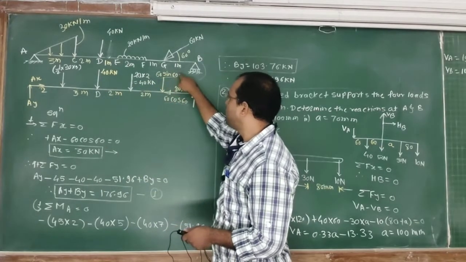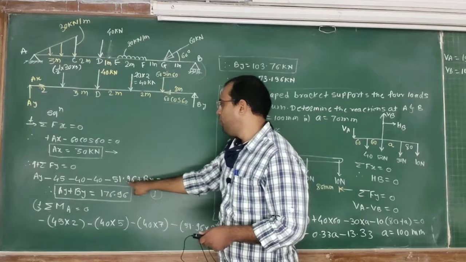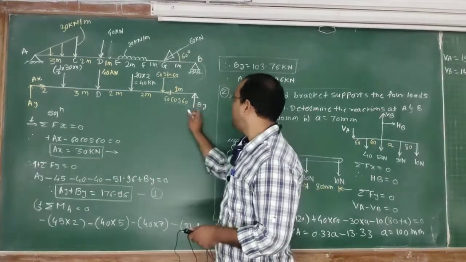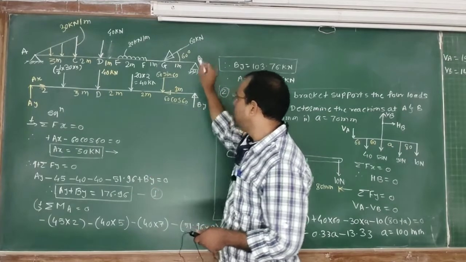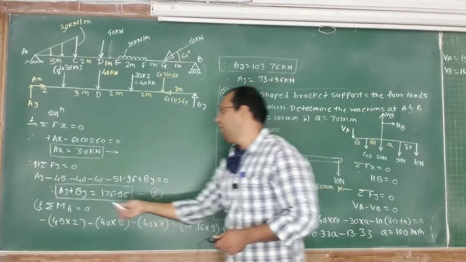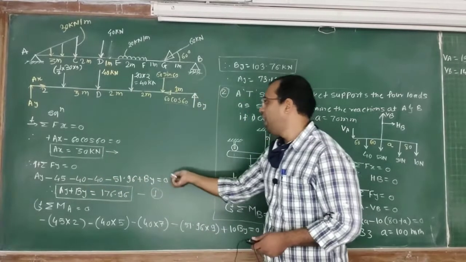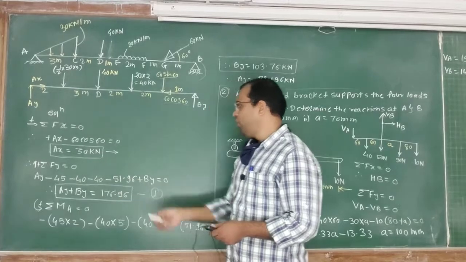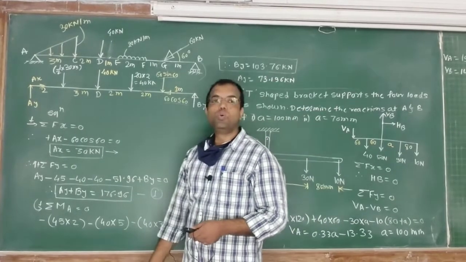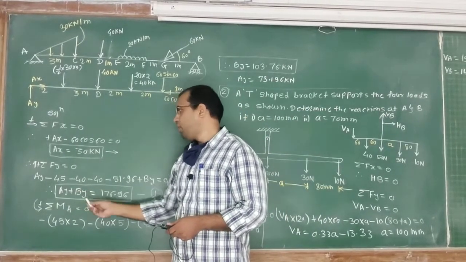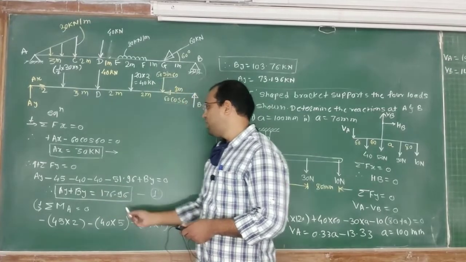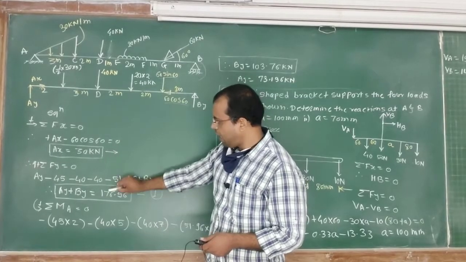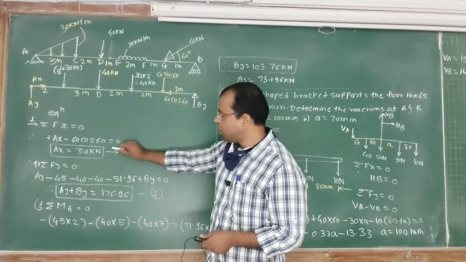And this 60 sin 60 comes out to be 51.96. It is minus because it is again in the downward direction, and this By is plus because it is in the upward direction. So I have written the equation of summation of Fy equal to 0. Once you solve this, you will get another equation having two unknowns, Ay plus By is equal to 176.96.